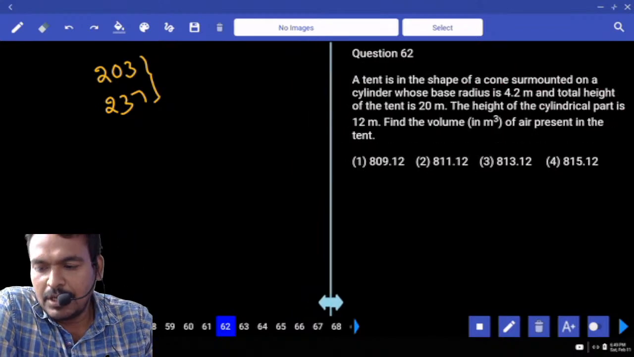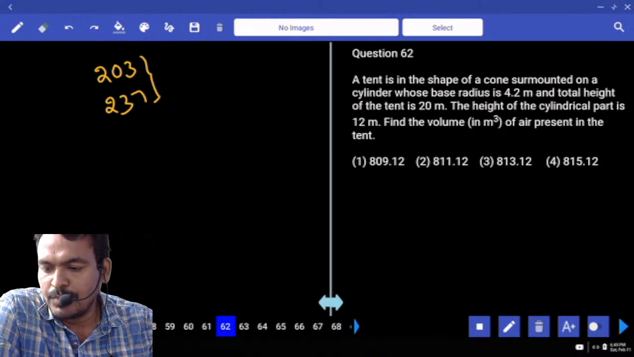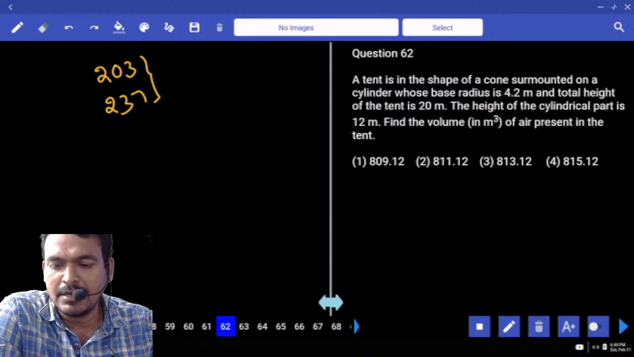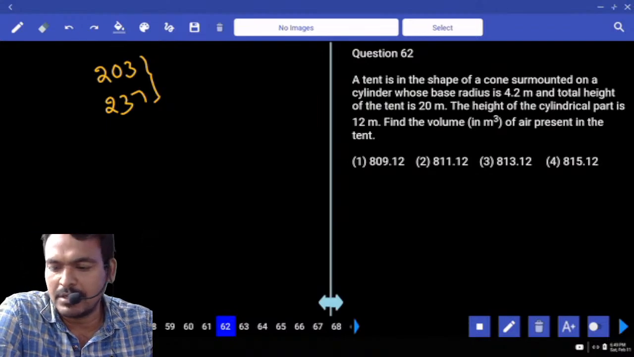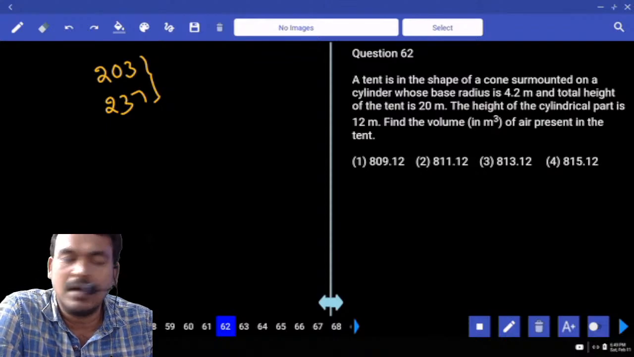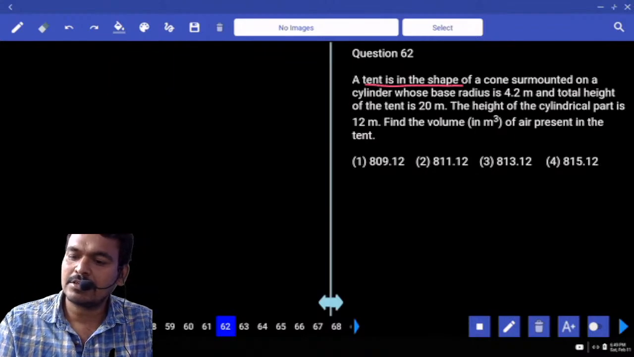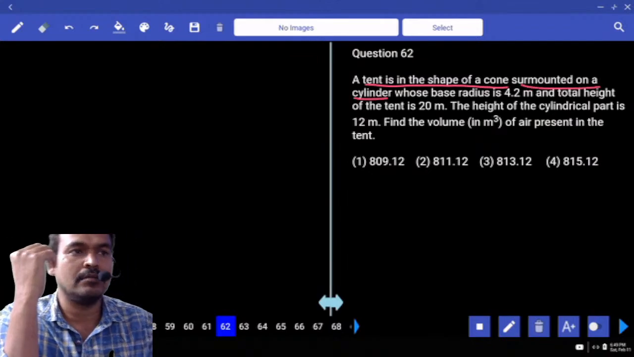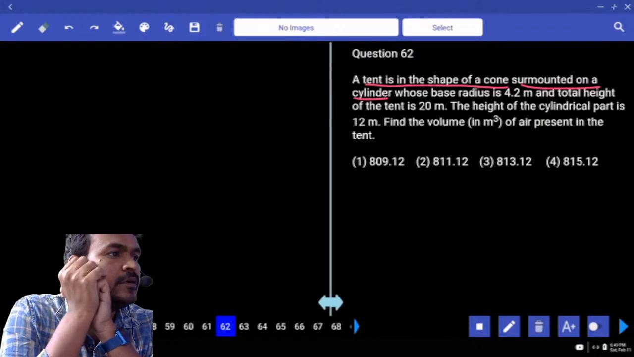A tent is in the shape of a cone surmounted on a cylinder whose base radius is 4.2 meters, and the total height of the tent is 20 meters. The height of the cylindrical part is 12 meters. Find the volume in meter cube of air present in the tent. Okay, first, the tent is in the shape of a cone surmounted on a cylinder. Means upper diagram cone, bottom diagram cylinder.